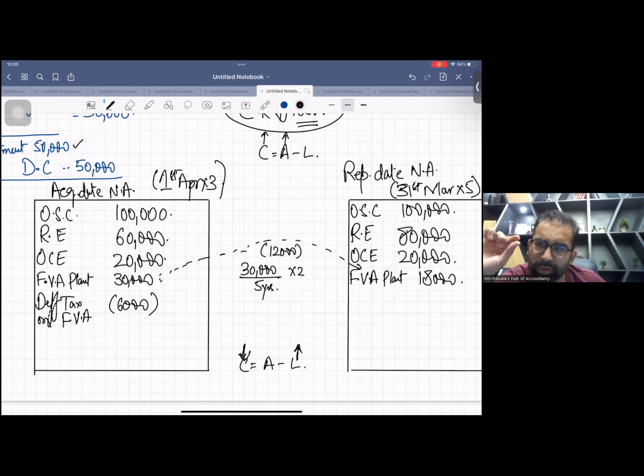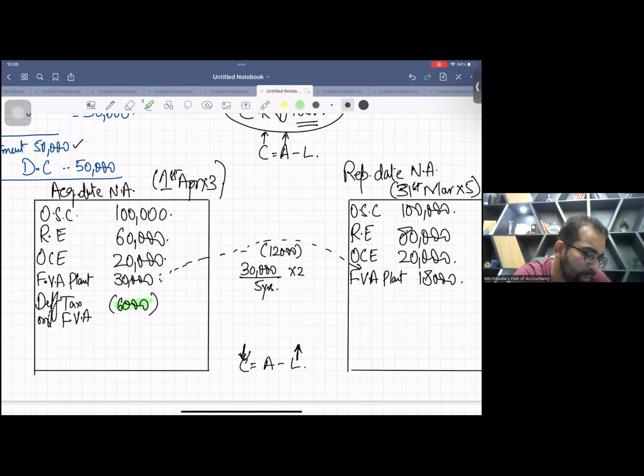Wait, giving you a short logic. Why did you book this deferred tax first? Because the value went up. But now just think, if this value goes down for any reason, your deferred tax liability will also go down.